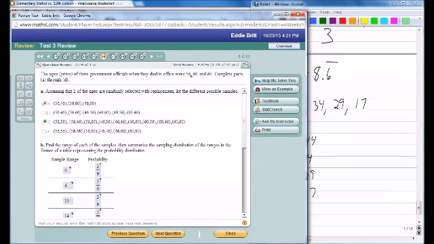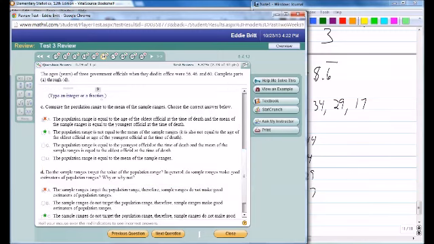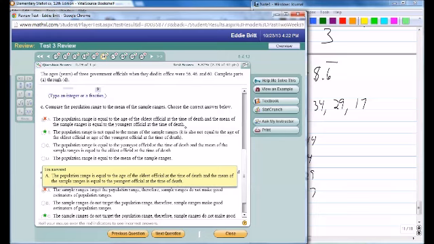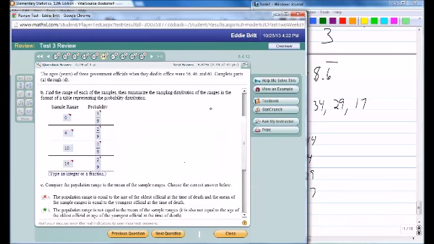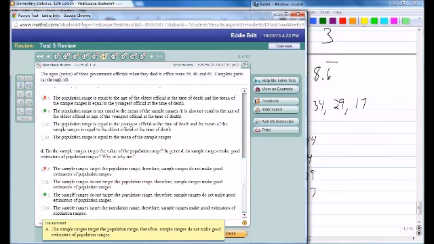Then you can find the range of this set of data, which is 14. And that's going to be different, I believe. Yes, it's going to be different from the mean of all the sample ranges. So that means that it is a biased estimator. So sample ranges do not target the population range. Therefore, sample ranges do not make good estimators of population ranges.